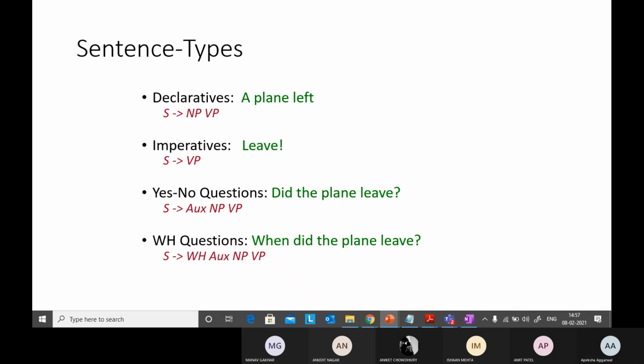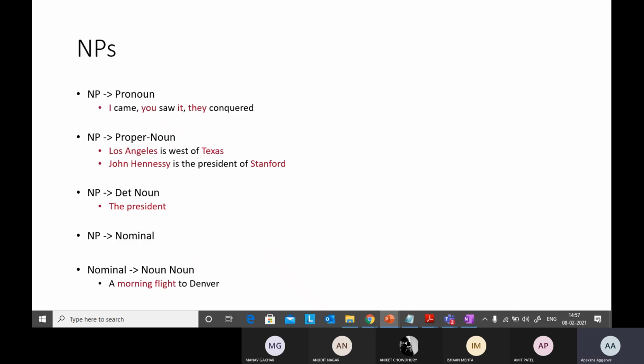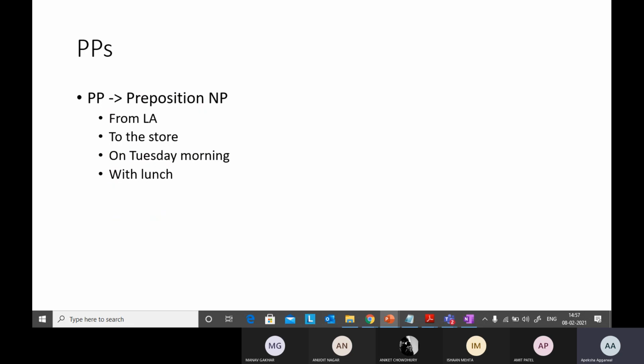Question, types of sentences. Noun phrases, like the president, or a morning flight. So those are types of noun phrases. Then you have prepositional phrases, to the store, on the table, and so on.